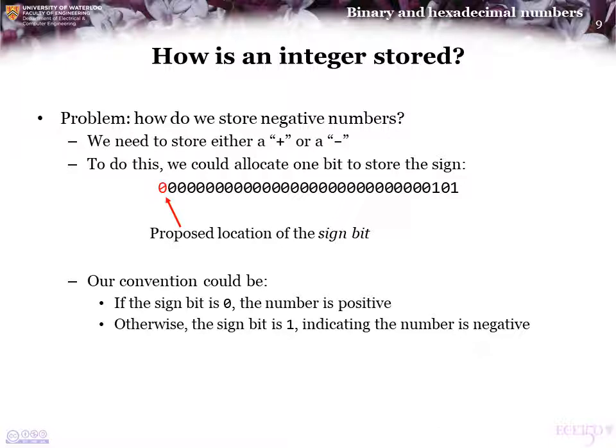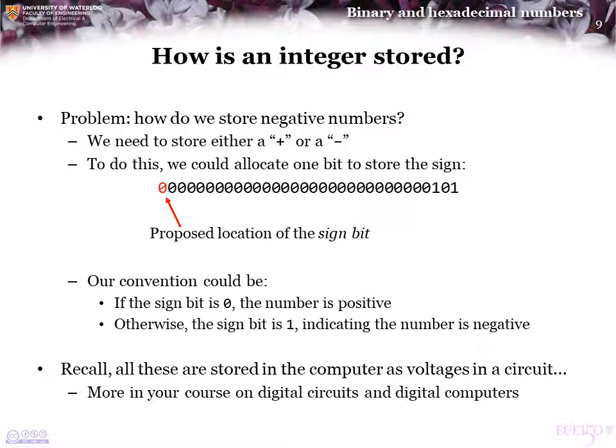Our convention will be as follows. If the sign bit is 0, then the number is positive. Otherwise, if the sign bit is 1, this is going to flag the number as being a negative integer. Okay, and again, remember that all of these values are stored on the computer, and so everything is us simply interpreting these voltages that are in a circuit. You're going to again see more of this in your course on digital circuits and digital computers.